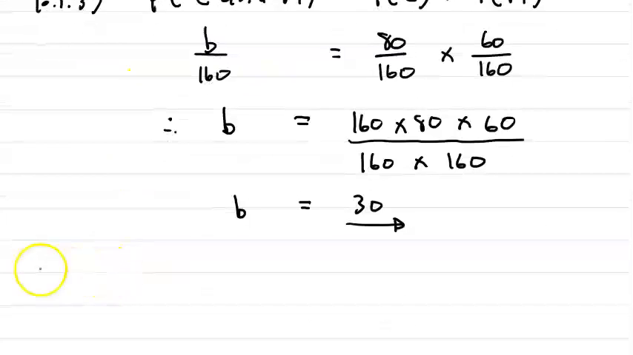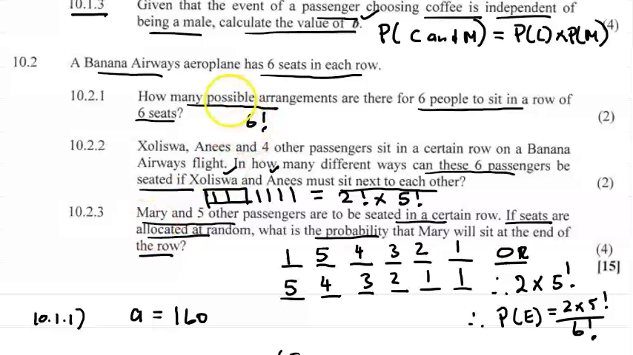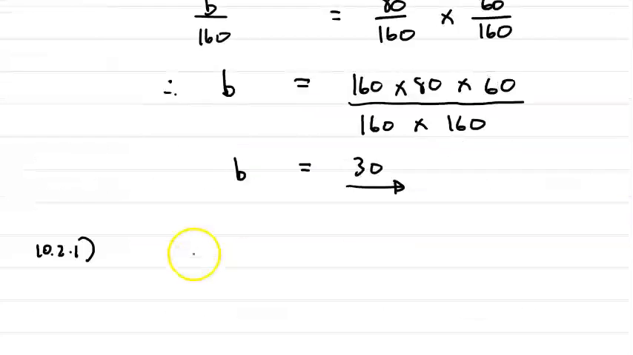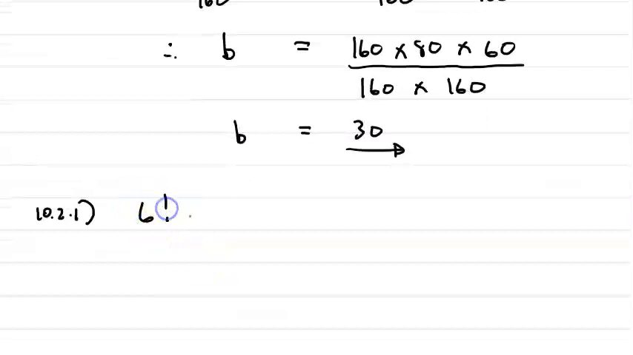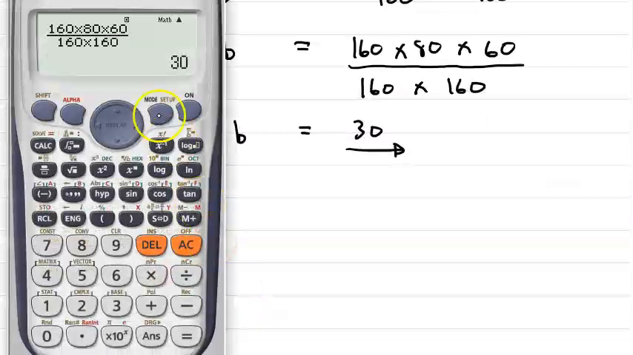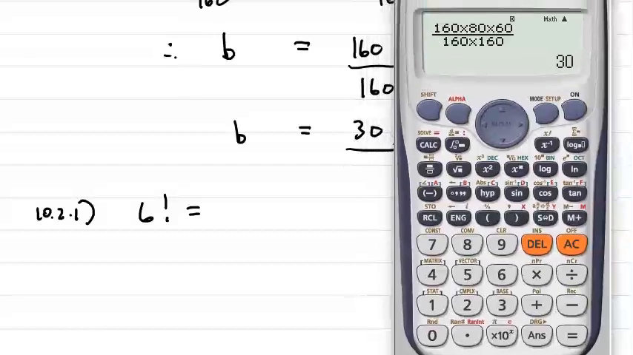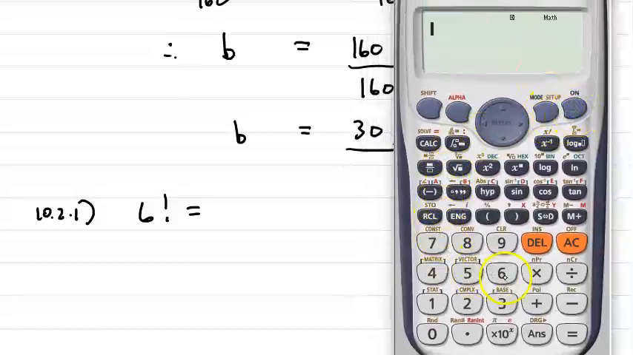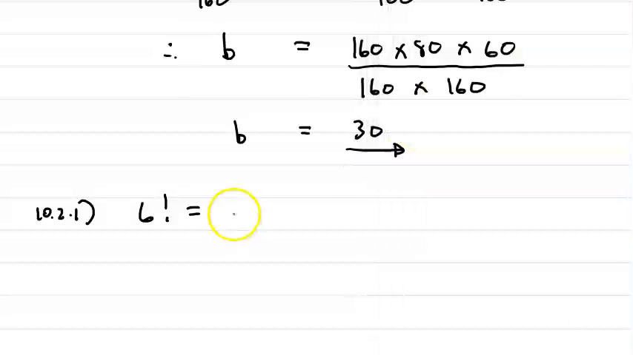10.2.1. Once again, they said how many possible arrangements are there for 6 people to sit in a row of 6 seats? So that's 6 factorial different ways, which you can put in our calculator. That will be 6 factorial equals 720.